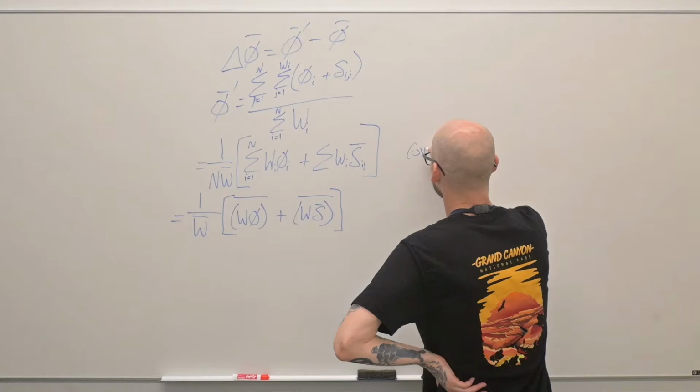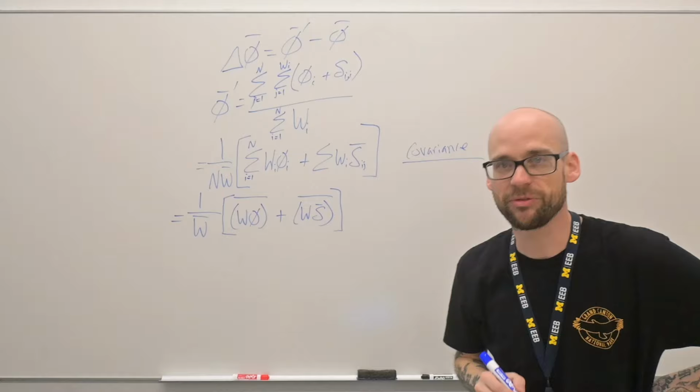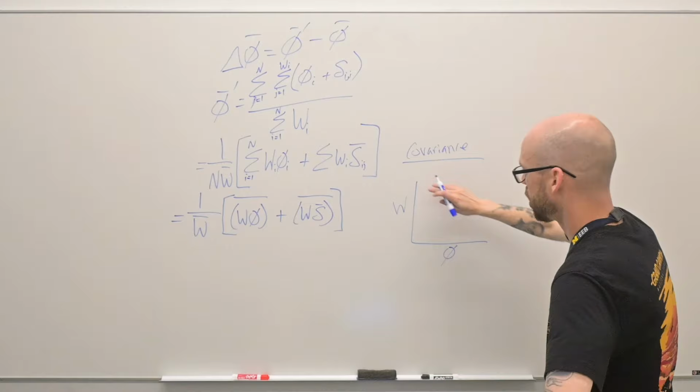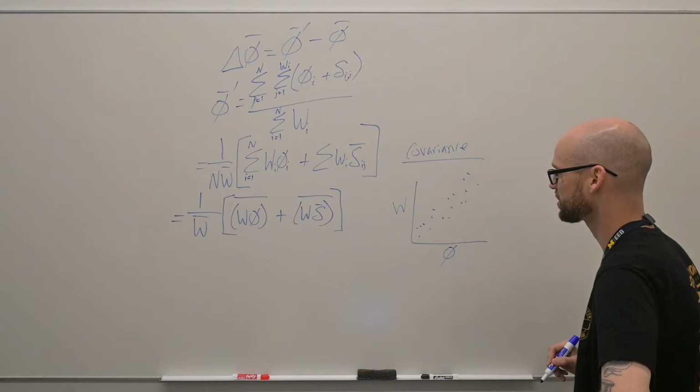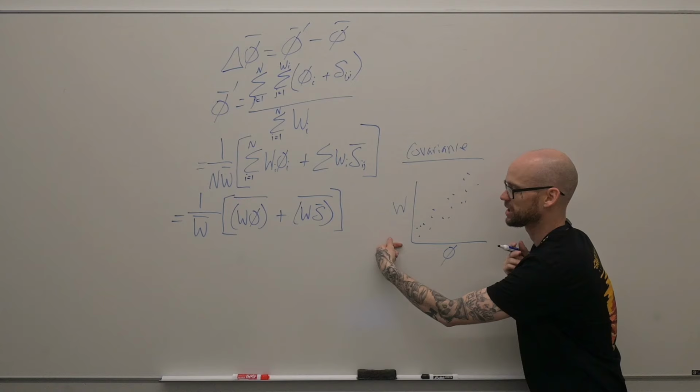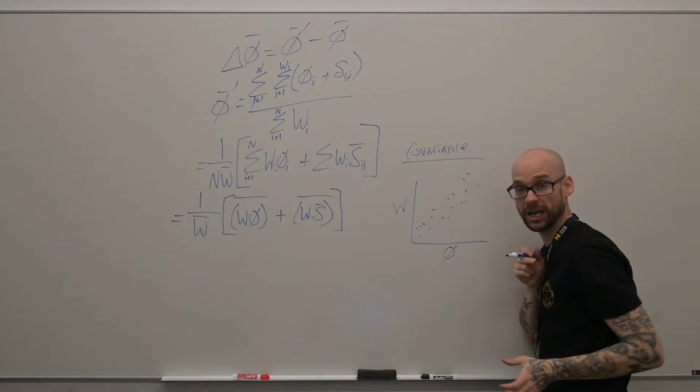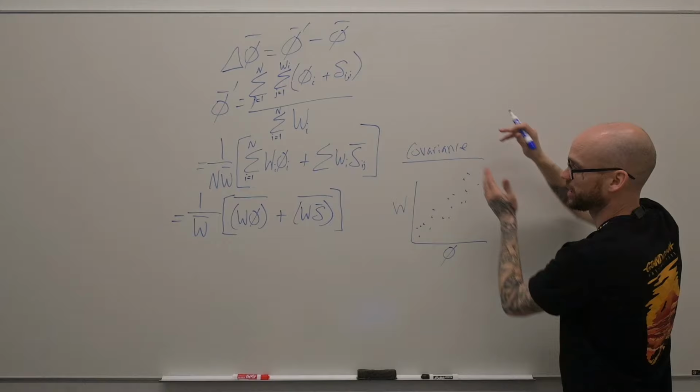What is covariance? Well, if we think about an XY plane, and let's say this is the trait, this is fitness, and these are our points, this is telling us that for every increase in the trait value, you get some increase in fitness. So there is a covariance, they covary with each other between the trait value and fitness. That's what covariance means, okay?